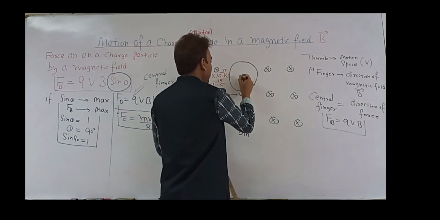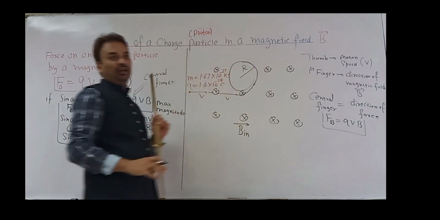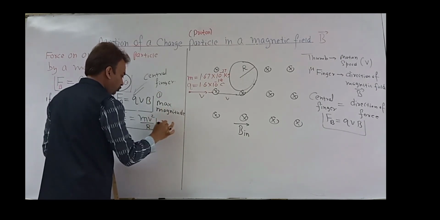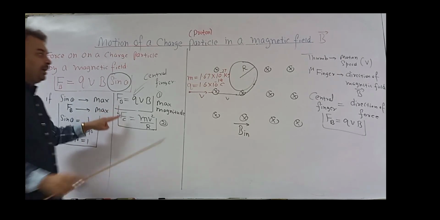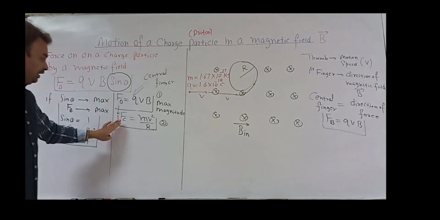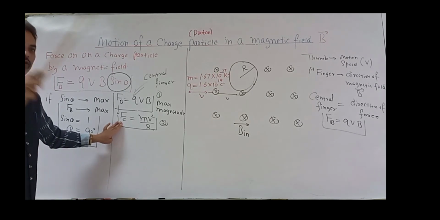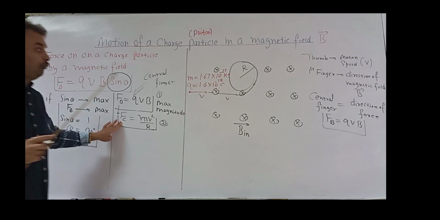R is the radius of the circle, right? So now we have two equations, call them 1 and 2. This magnetic force is trying to take the particle in a circular path, and if it is a circular path, it means the force is definitely a centripetal force.